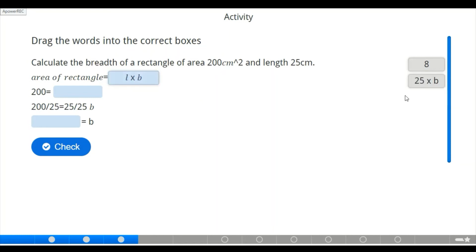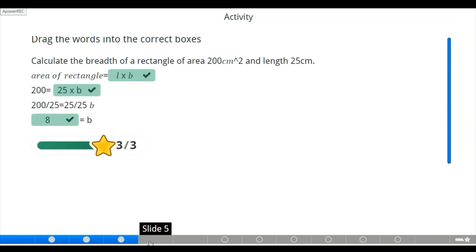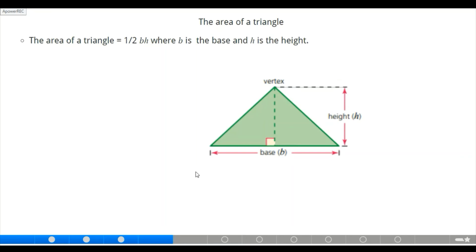Okay, so if you have to solve the problem, it's going to be 200 centimeters squared equals 25 times breadth, and 200 divided by 25 will give us 8, and that's the breadth of that rectangle. Okay, now we want to look at another area of the shape, which is the area of a triangle.